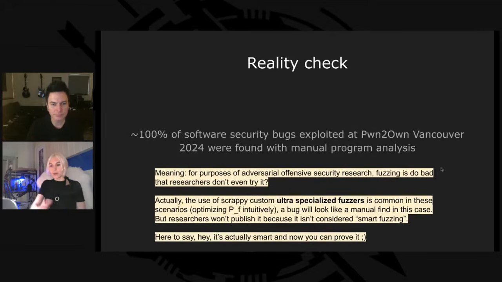And by the way, all the bugs that were exploited at Pwn2Own Vancouver this year were found by manual analysis. This is a reality check. So apparently, for purposes of adversarial offensive security research, fuzzing is so bad that nobody's even tried it. Actually, I hope that from the previous discussion it starts to make sense why sometimes even manual analysis or highly specialized dumb fuzzing can be better than normal smart fuzzing.